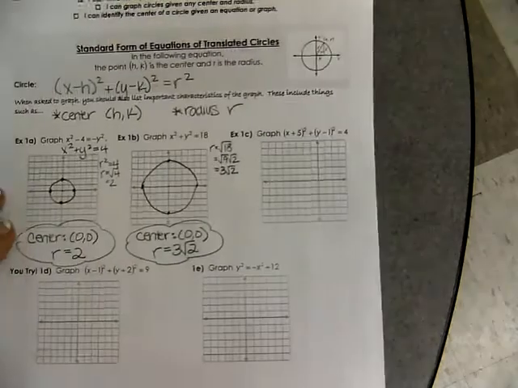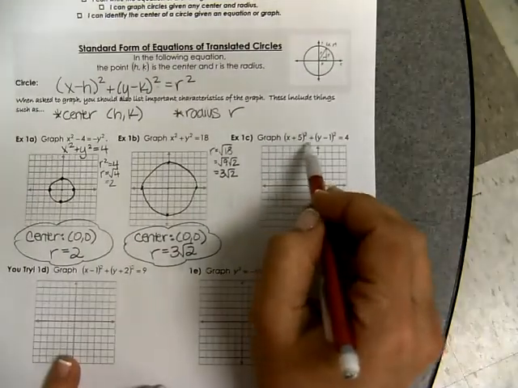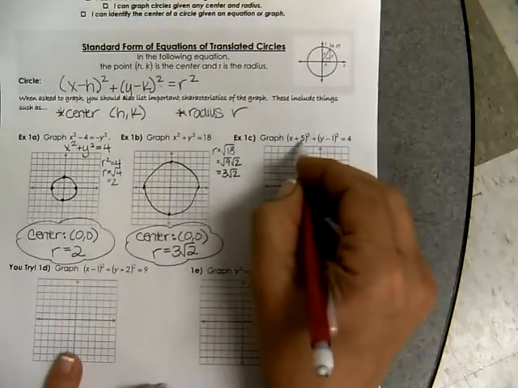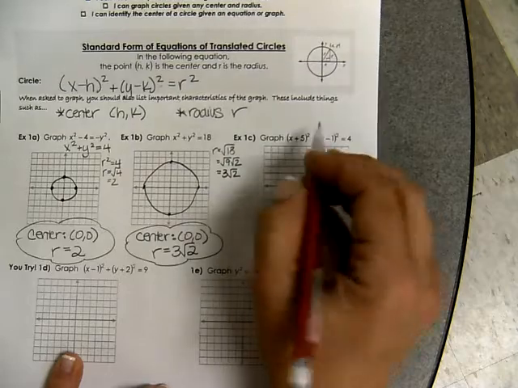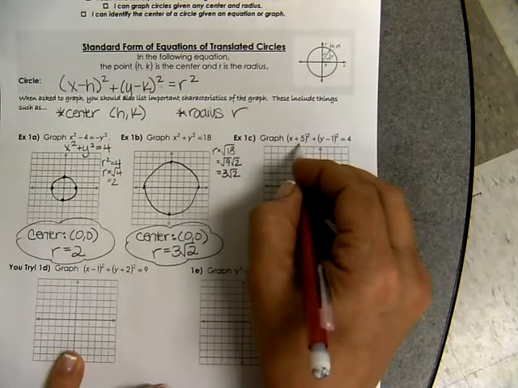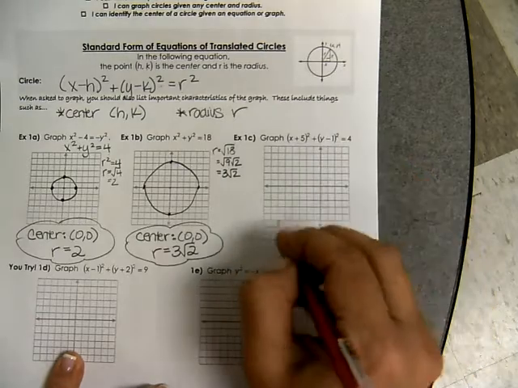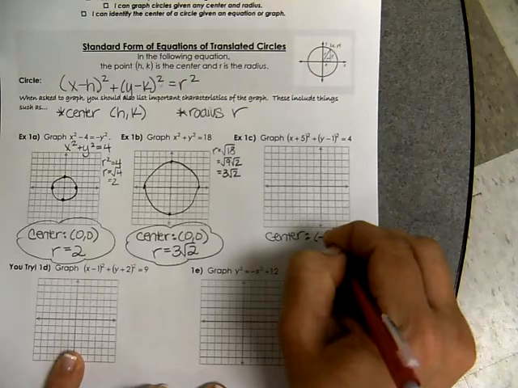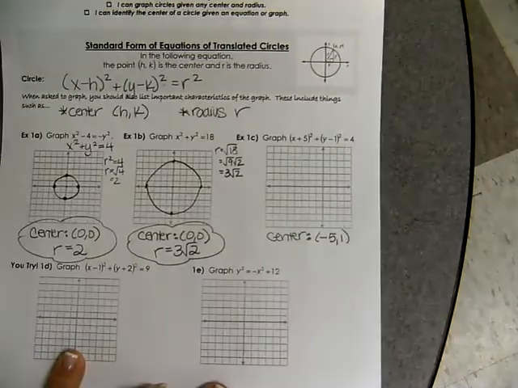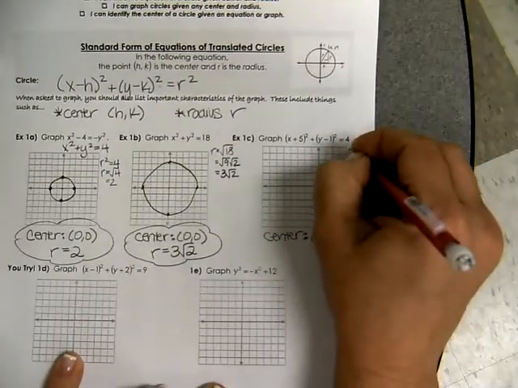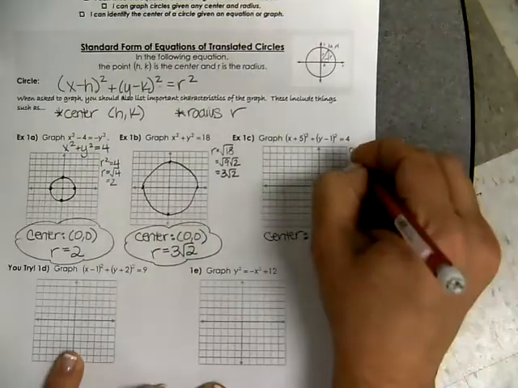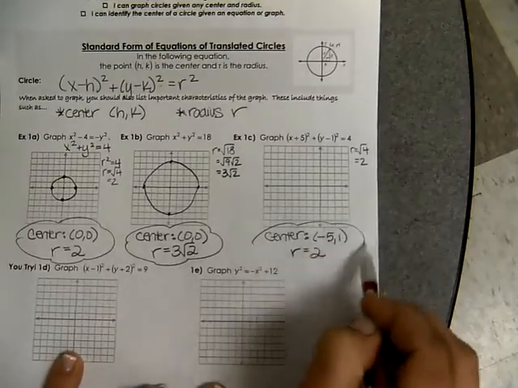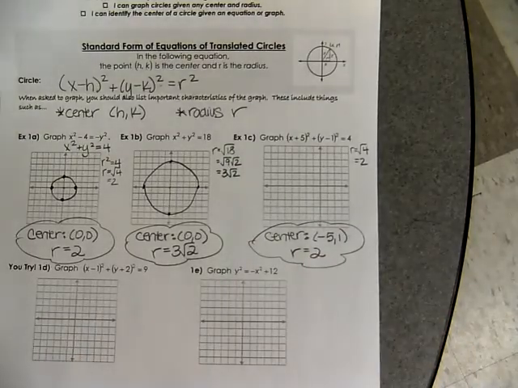Okay, let's do one more together, letter C. Well, this is a little more exciting. We don't just see x squared and y squared. We have an h and k value. Because we see x plus 5, that means that the h value is negative 5. And because we see y minus 1, that means that the k value is positive 1. So then our center would be (-5, 1). Our r would be the square root of 4, which is 2. And so there's the information we can glean from that equation of the circle.